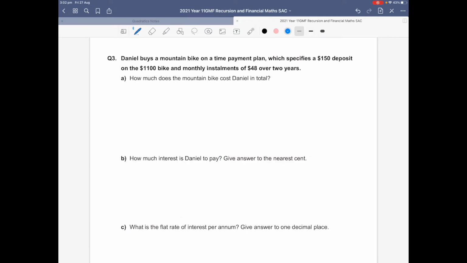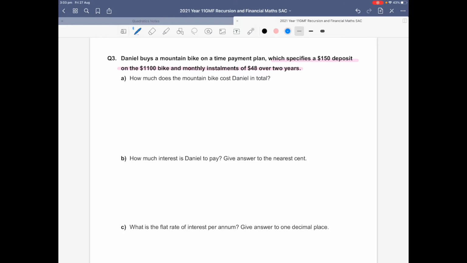Alright, so now we have a situation where Daniel is buying a mountain bike over a time payment plan. So we've got a situation here where there's obviously some sort of a split payment. So I'm just going to start by highlighting some information, in that it specifies a $150 deposit on the $1,100 bike and monthly installments of $48 over 2 years.